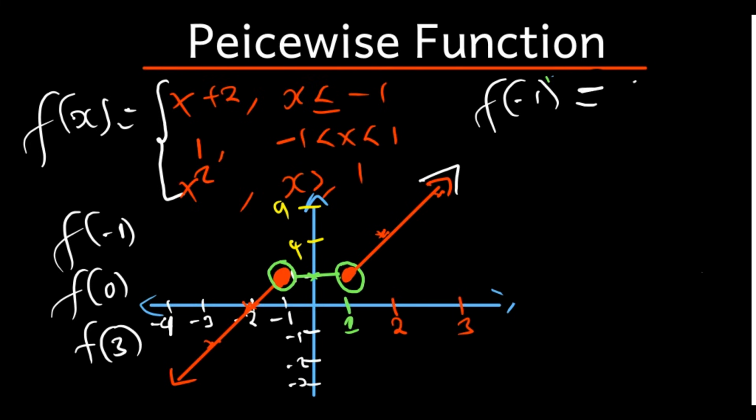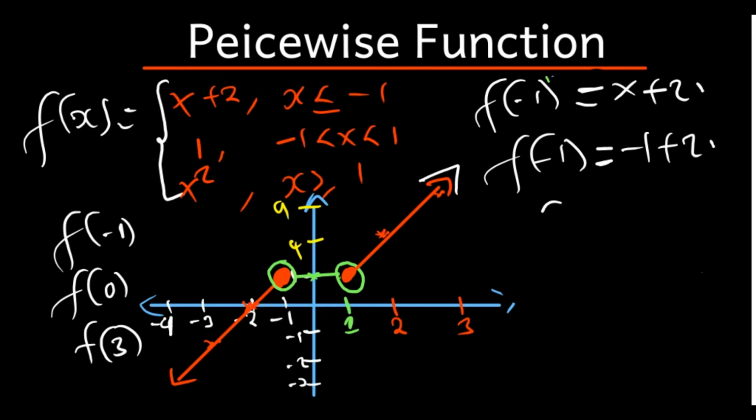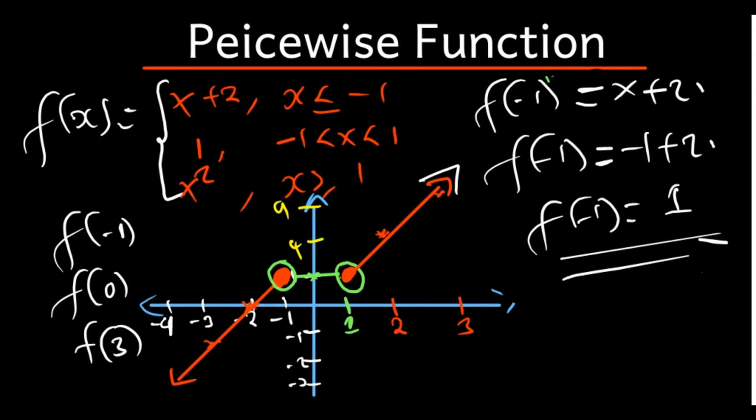So I'm going to say that x plus 2. Okay, so f of -1 is going to be -1 plus 2. So what will be our f of -1? F of -1 is -1 plus 2, which gives me 1. So that is the answer for part 1. Okay, cool.